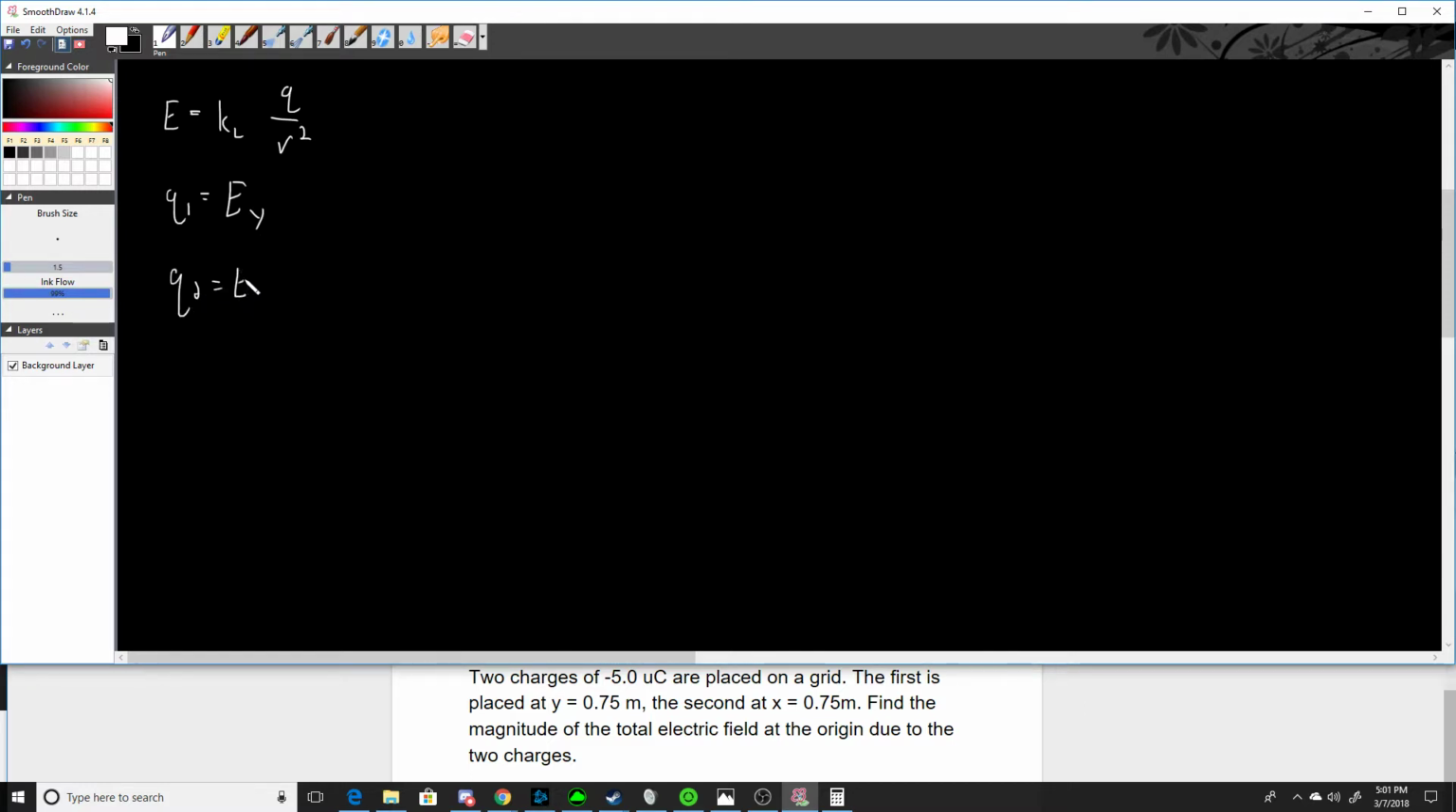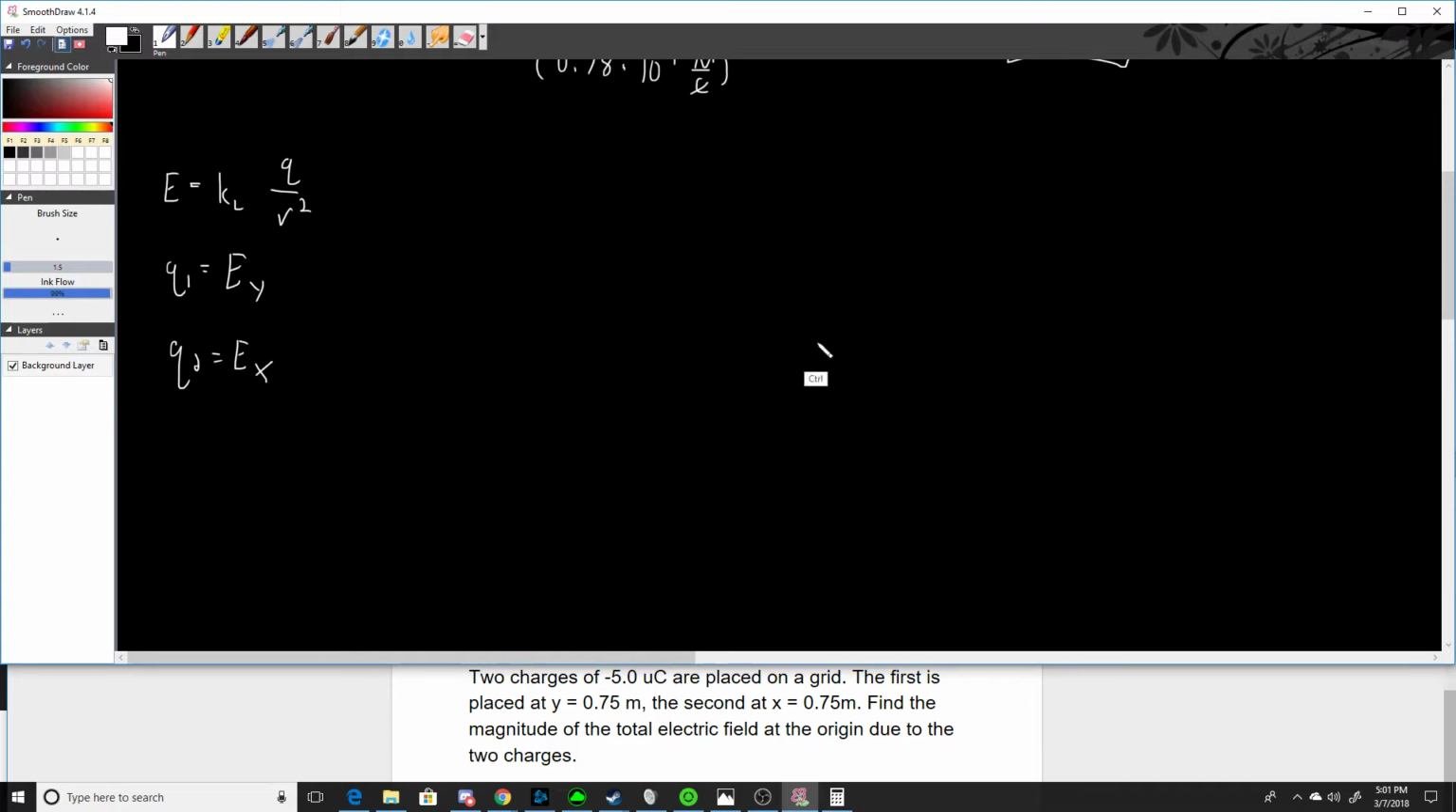Q2 is going to give us the electric field in the x direction. You still break things up into the x and y direction, so you're still going to be using some of your trig functions and the Pythagorean theorem. That stuff pretty much never goes away. All right, so now I need to find Q1.